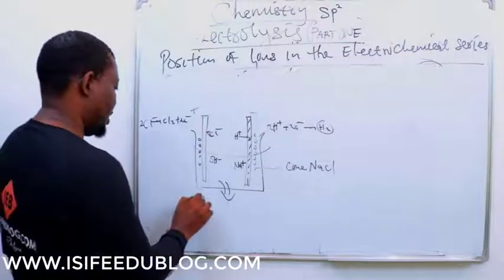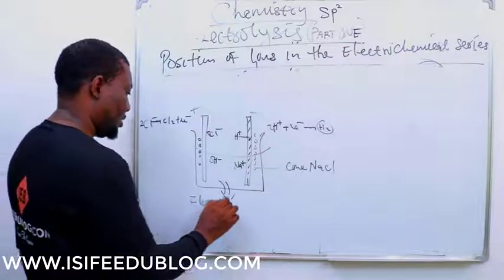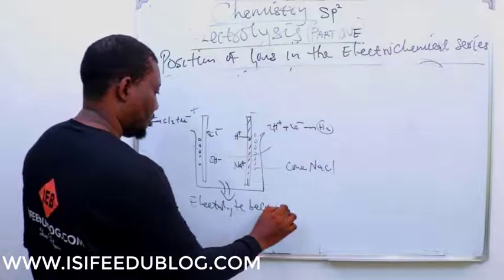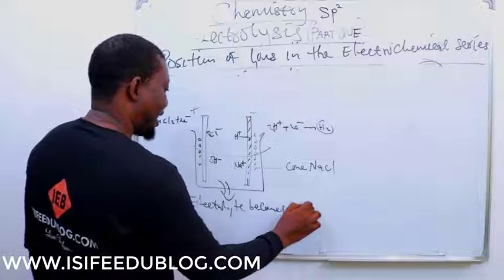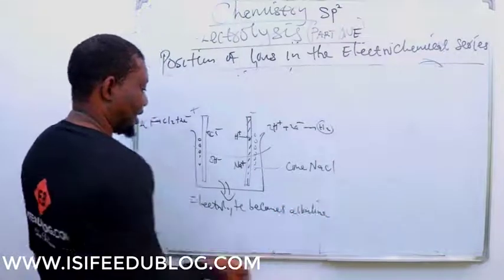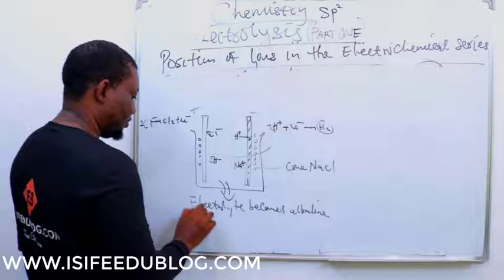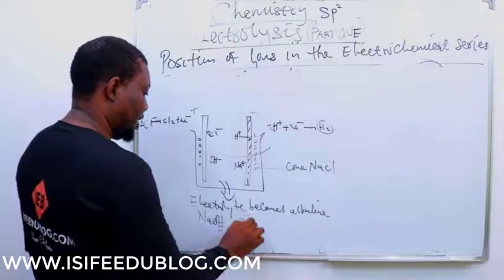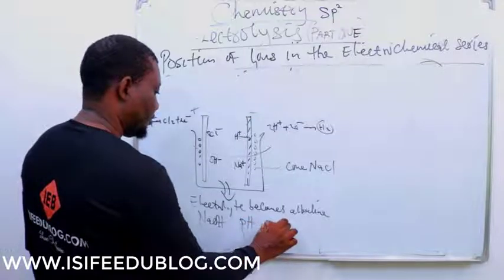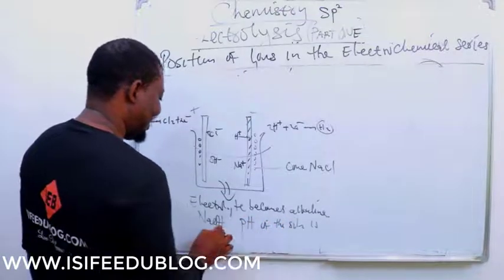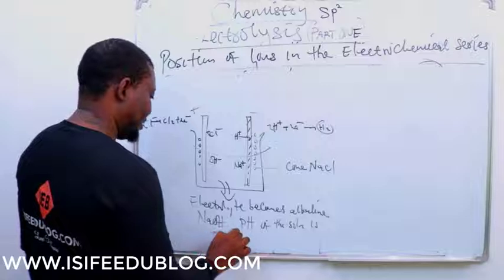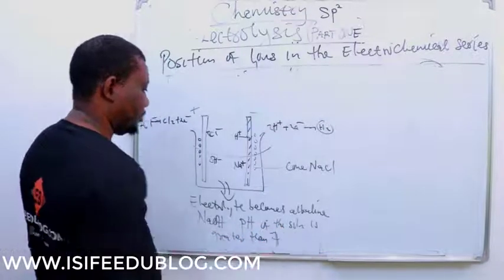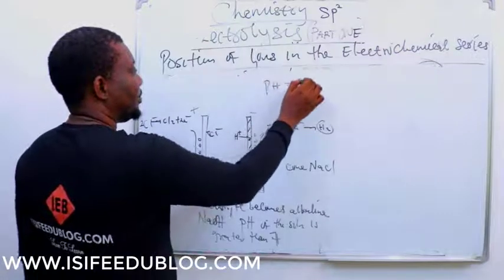But at the end, the electrolyte becomes alkaline, because what we have here now is sodium hydroxide. So what happened to the pH? Can I say that the pH of the solution is greater than 7? pH is greater than what? 7.